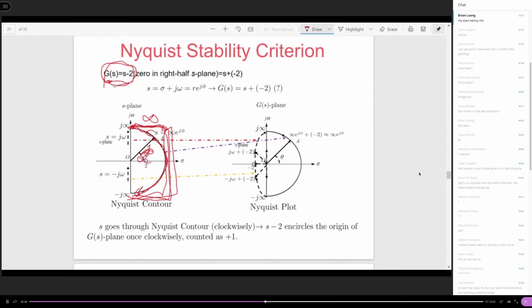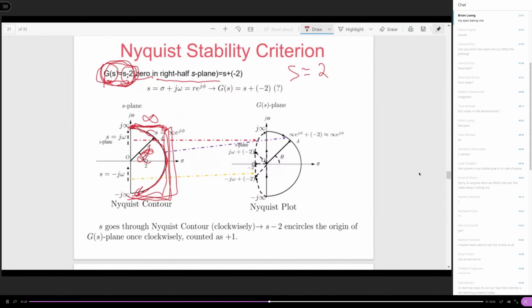For example, the first example is that we take the transfer function as s minus 2. You understand that this transfer function gives you a 0 in the right-half plane, which is s equal to 2. That is the 0 of the transfer function, and it is in the right-half plane. So now let's see, if a transfer function has this kind of 0, what kind of Nyquist plot G of s is going to go.